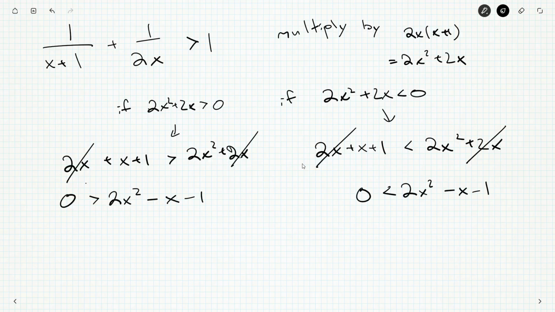What to do now? Well, probably solve these parabolas. Also, I should probably figure out when 2x squared plus 2x is greater than 0 and less than 0. So we've got sort of two equations. 2x squared plus 2x is greater than 0. 2x squared minus x minus 1 is less than 0.